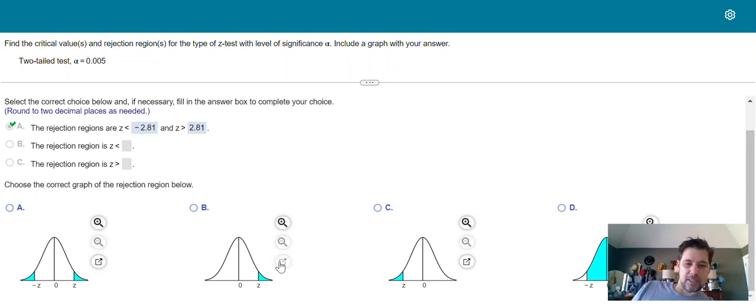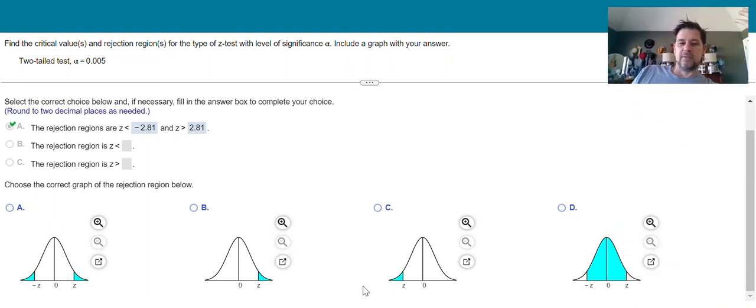So it's not B, that wasn't the picture I showed you, and it's not C. This would be a right-tailed test, but it says two-tailed. This would be a left-tailed test, but it says two-tailed. This has nothing to do with hypothesis testing at all, really. So it's this one, it's A. So we'll check that, and it's all correct. All right, so hope that helps. Any more questions, let me know.